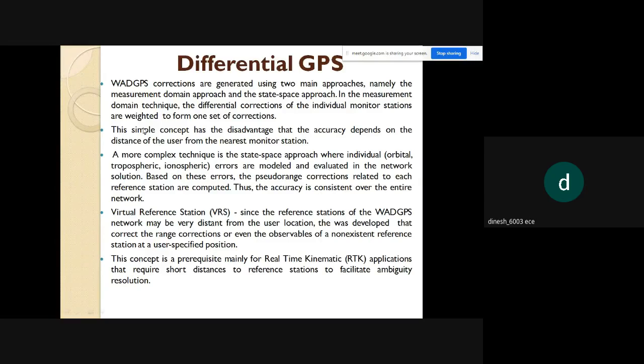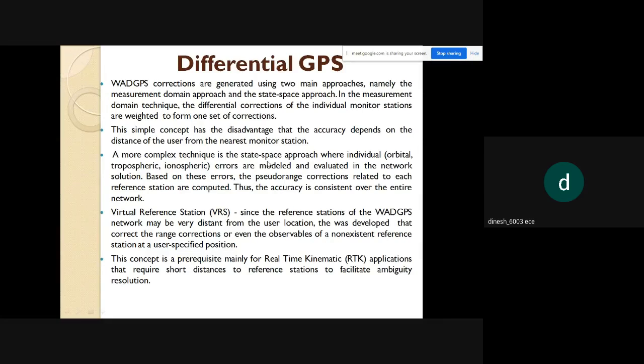This is a simple concept, but there are some disadvantages also. The accuracy depends upon the distance of the user from the nearest monitor station. If the point to be determined is very near to the monitor station, we can find it accurately easily. If it is far away, it is difficult to find in the measurement domain based approach.